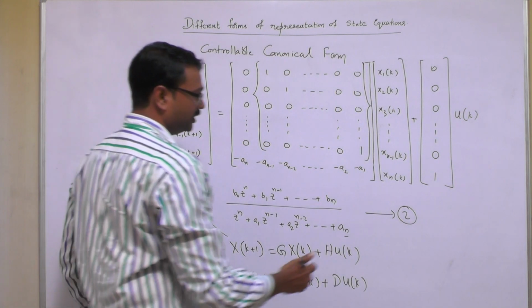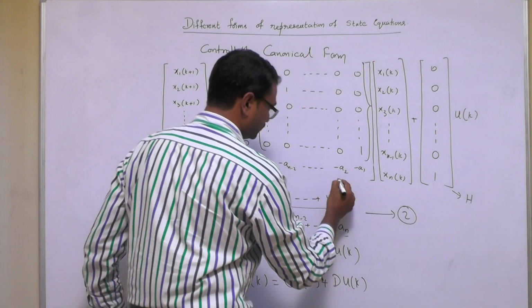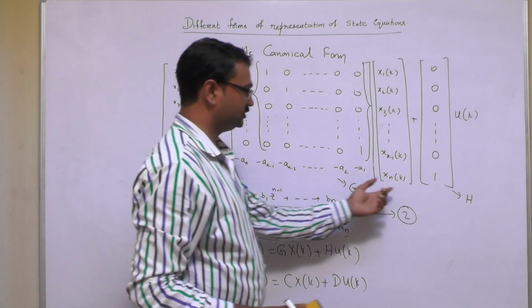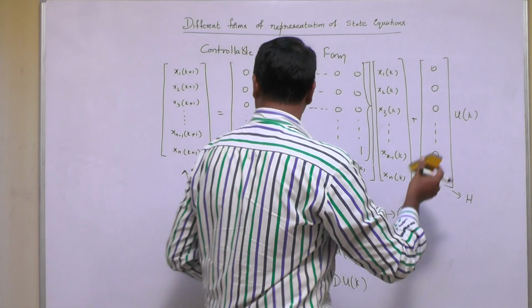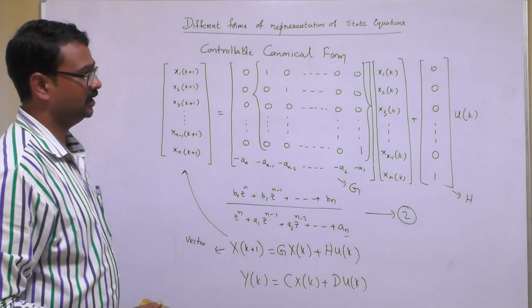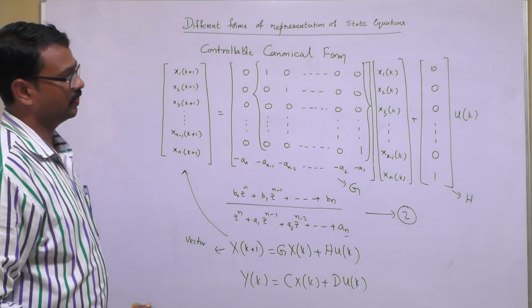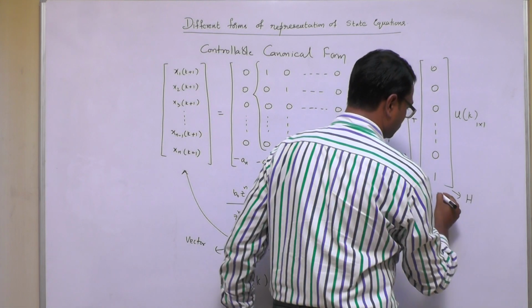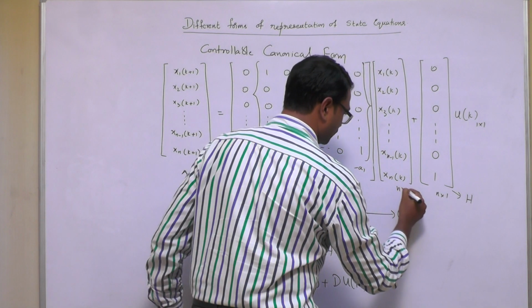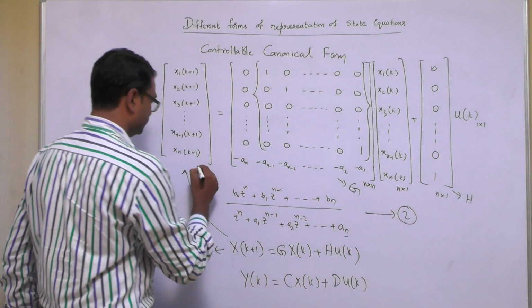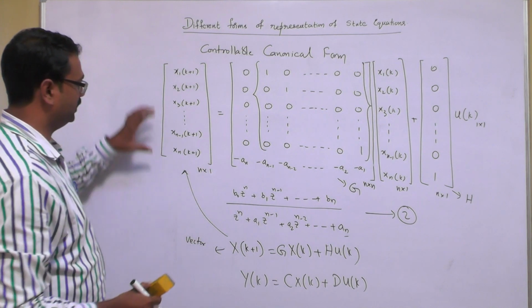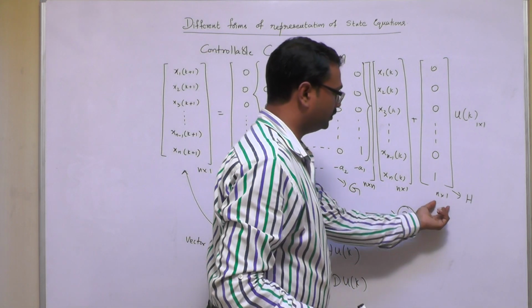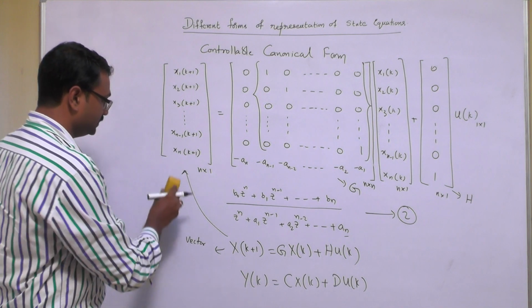So this is the H matrix, and this is the system matrix G. This is an n by 1 vector, and that is u of k, which is 1 by 1. So you have n by 1 here, this is n by n, and this is n by 1. You have n rows and 1 column, n rows and n columns, n rows and 1 column. So you have this representation.